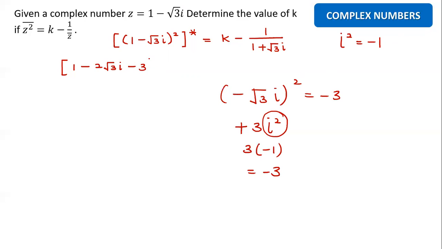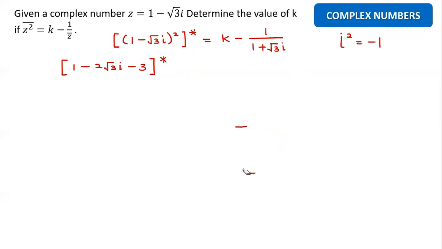Okay, understand? Okay, done. So I will expand this whole thing, I will get this answer. But don't forget, you have to put the star because you have not done the conjugate yet. Okay, good. Then we move on.